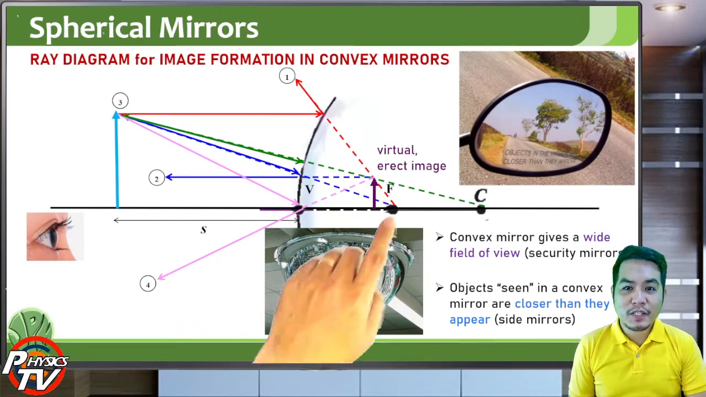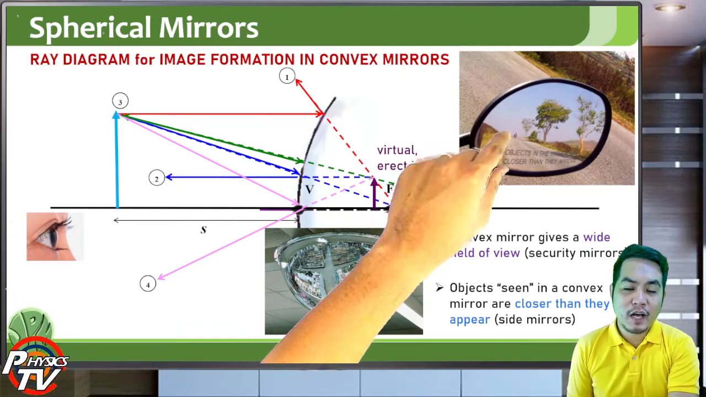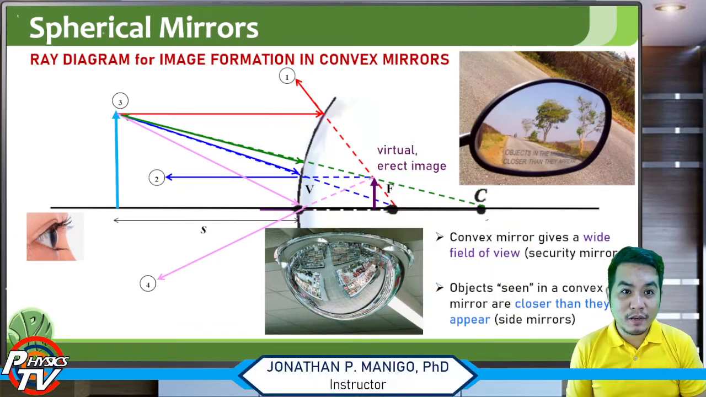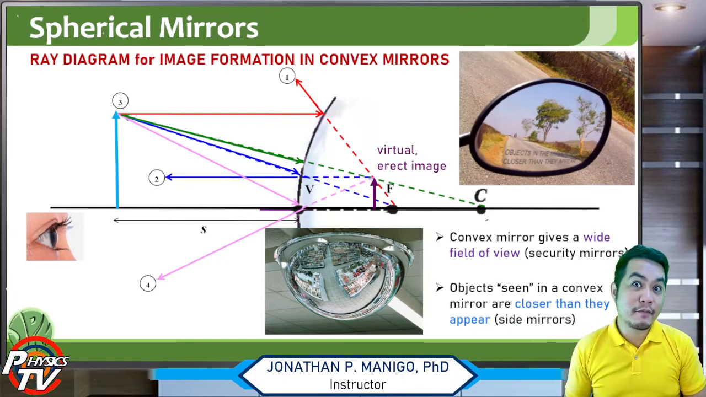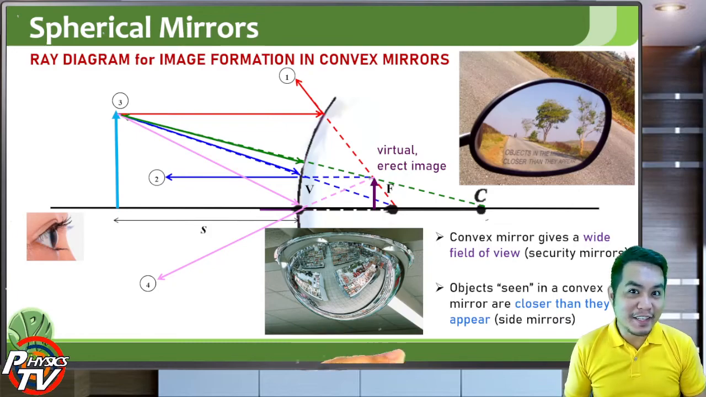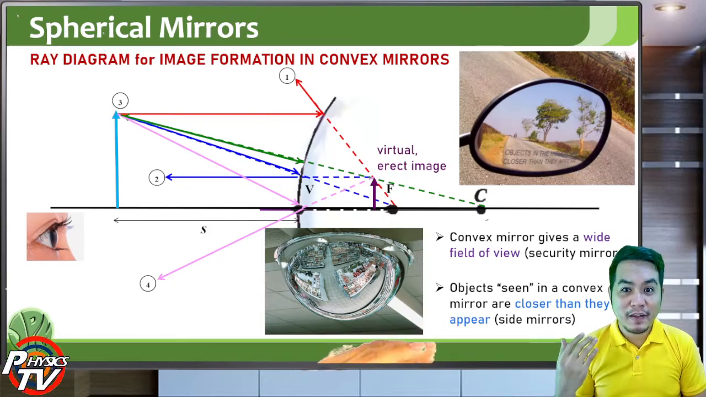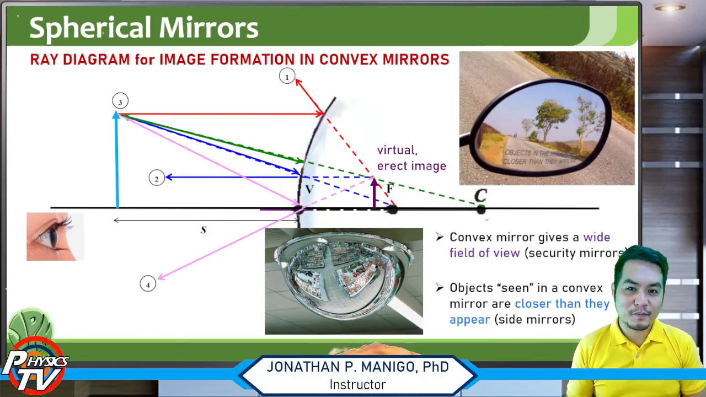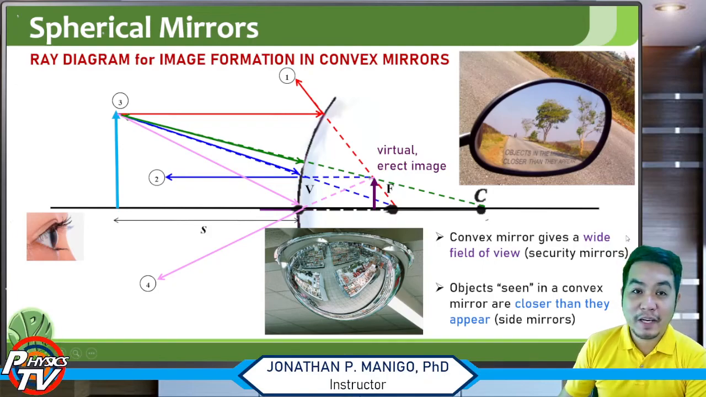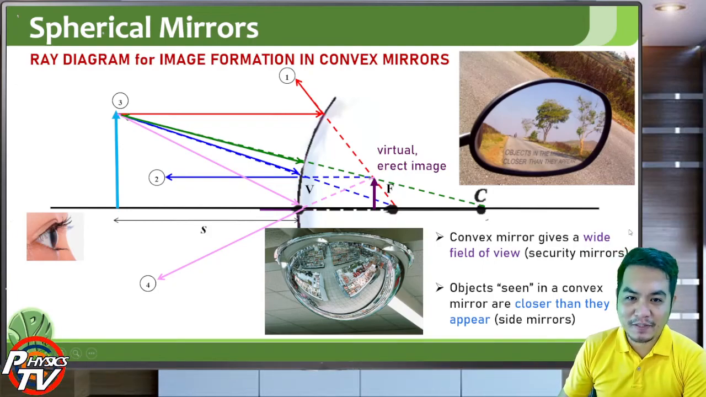because the images are actually smaller. That's why if the object is small, you will associate that as being far. But it's actually not. It just becomes smaller, but it's actually not far, but very close. So be careful when looking at convex mirrors.